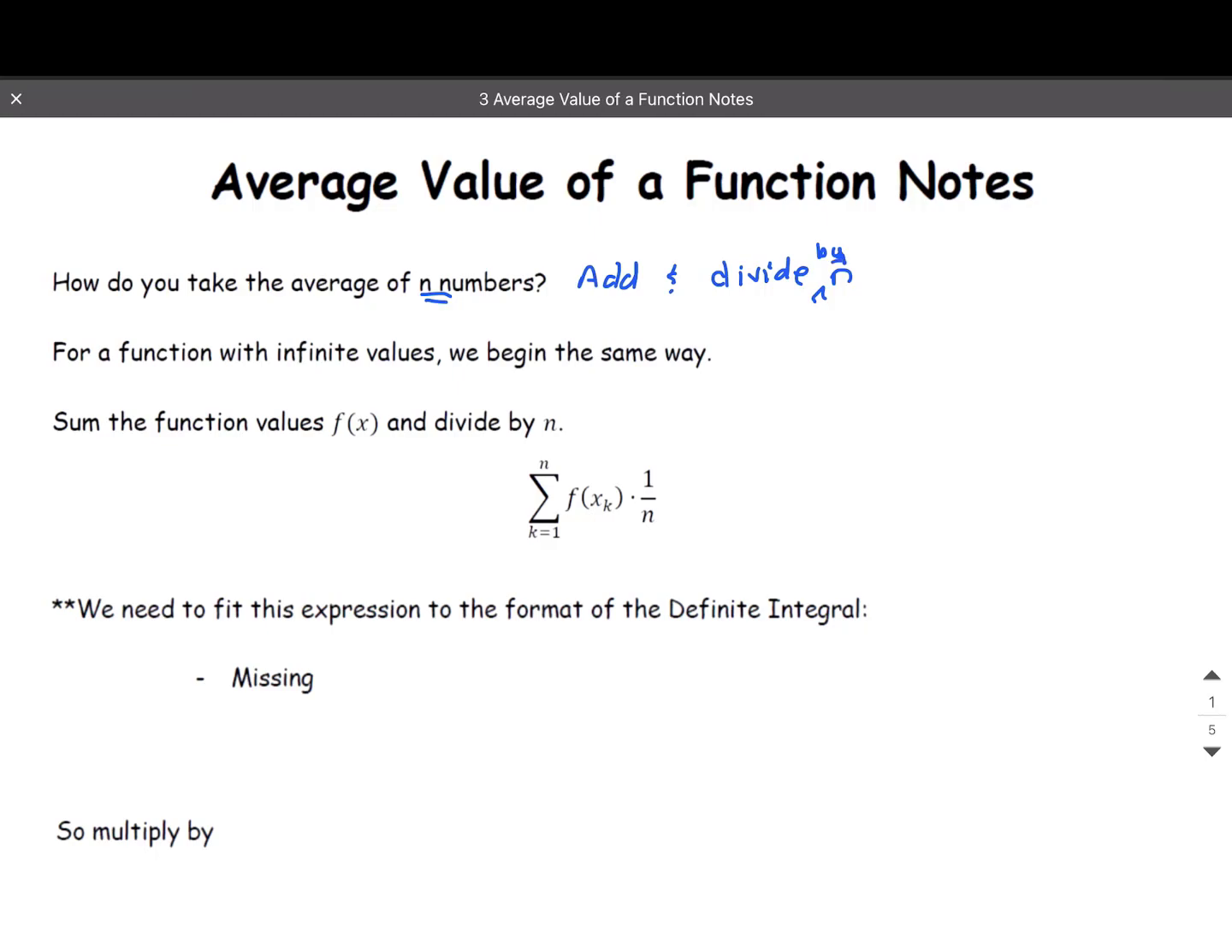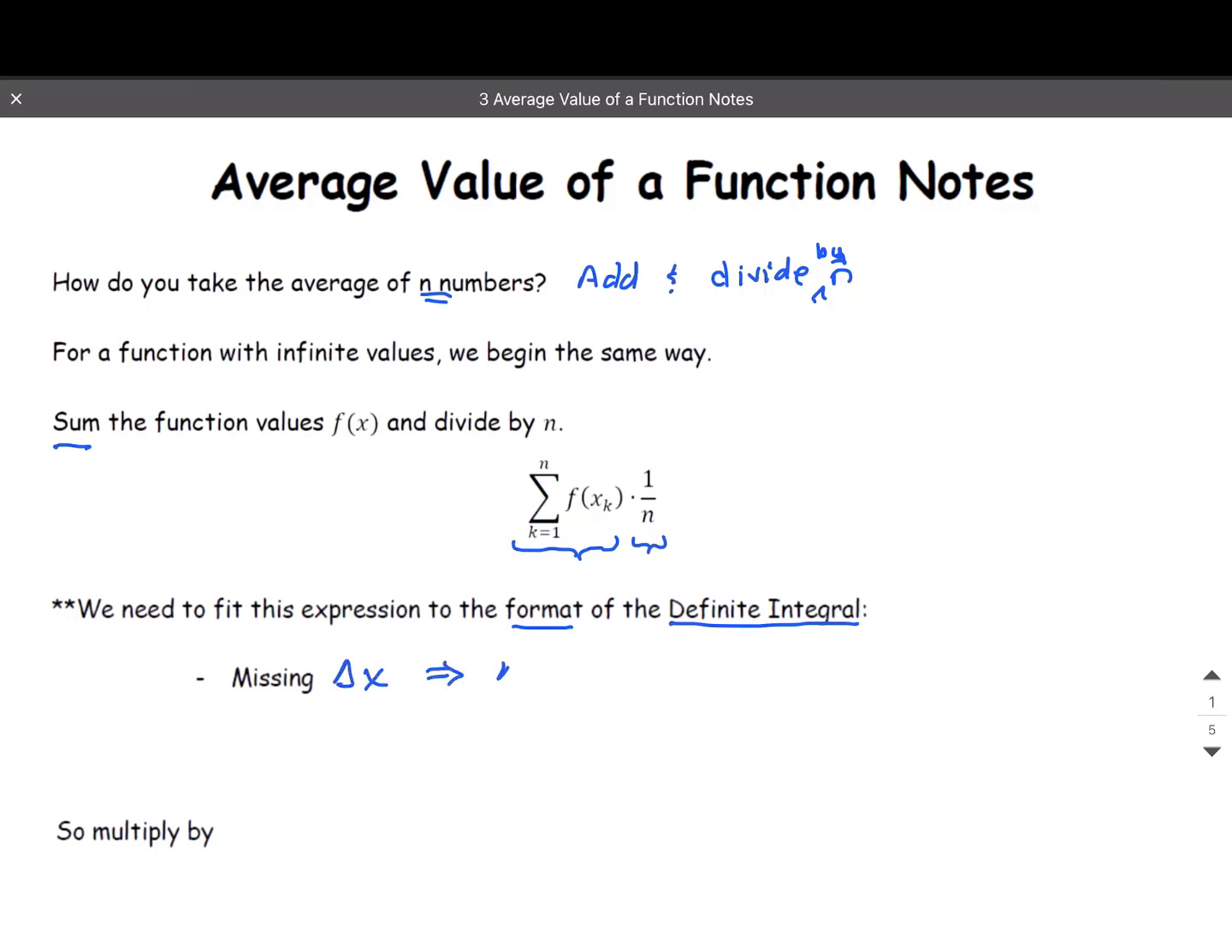So for a function with infinite values, we start the same way. We sum up the function values of f of x and divide by n. So this is the part that tells us to add them up, and this is the part that tells us to divide by n. Now this looks familiar, but it's not quite the format of the definite integral. We want to fit the format of the definite integral. What's missing? The piece that's missing is the delta x.